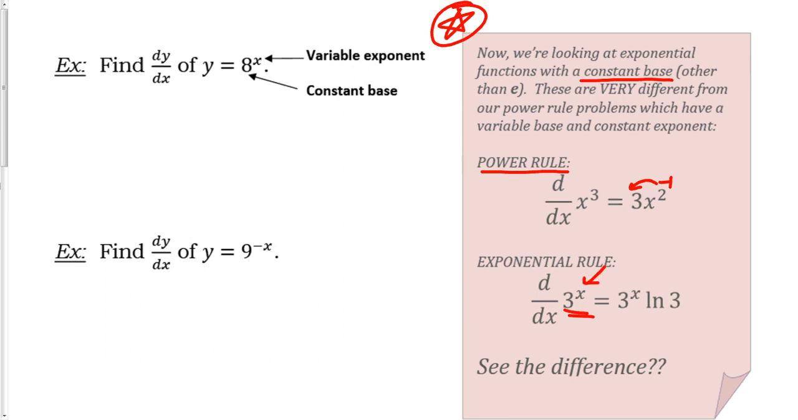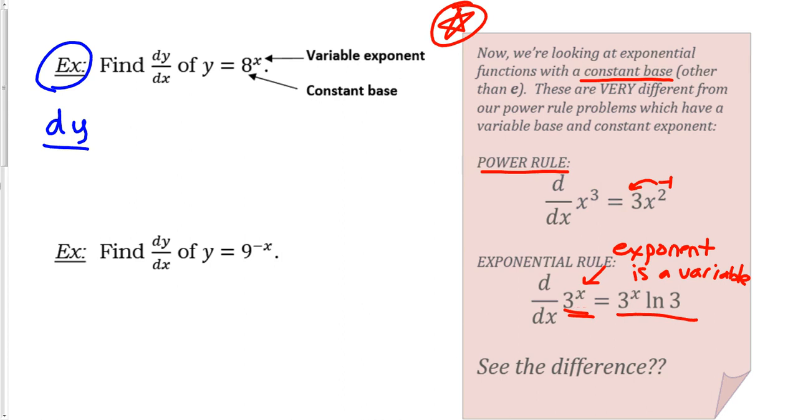So the key is if your exponent has a variable, okay, an x, then you're dealing with this derivative. So please try and keep the two straight because they are different. So let's look at this one. So in this example, we have 8 raised to the x.